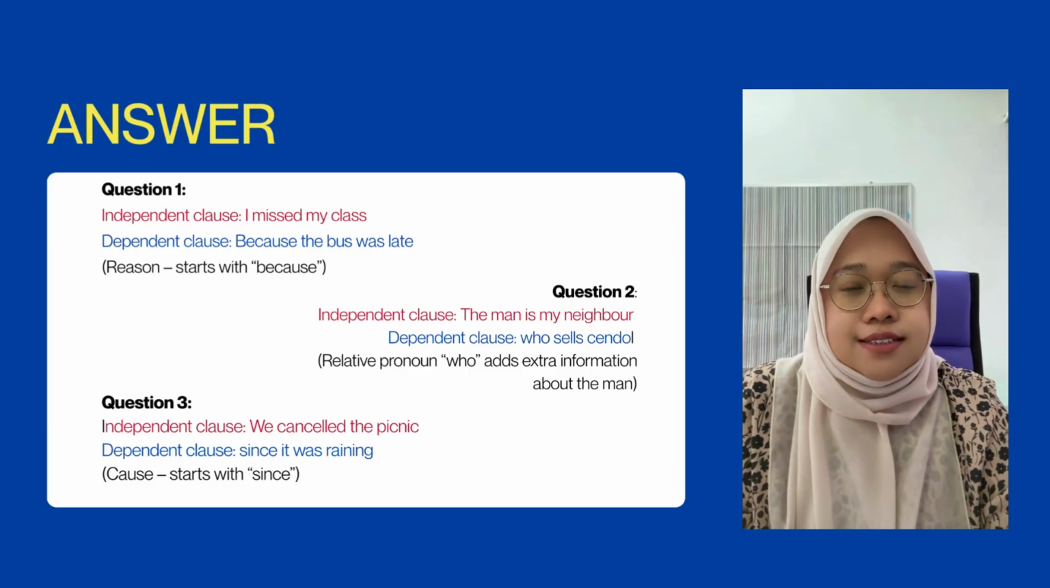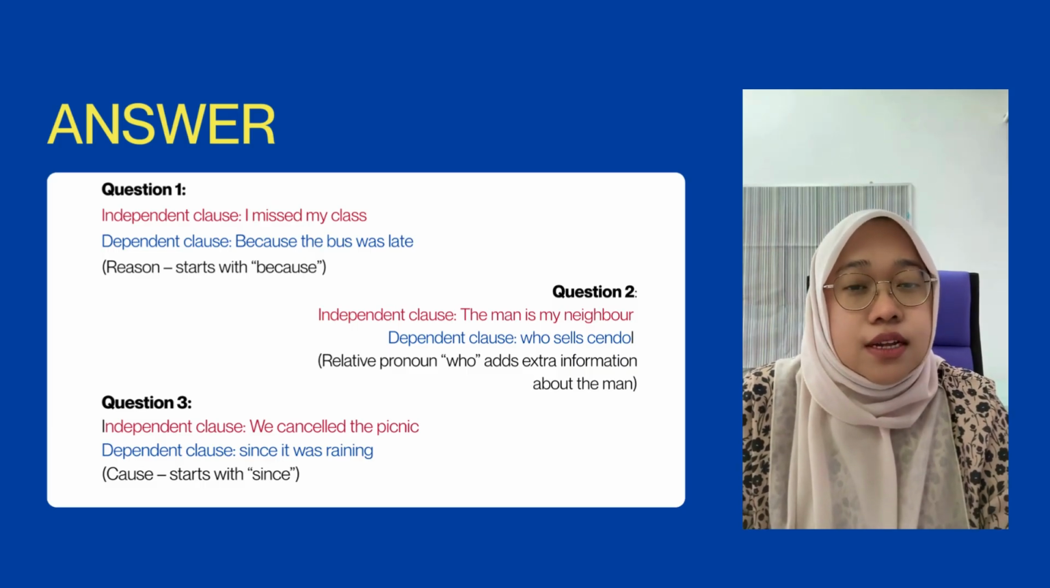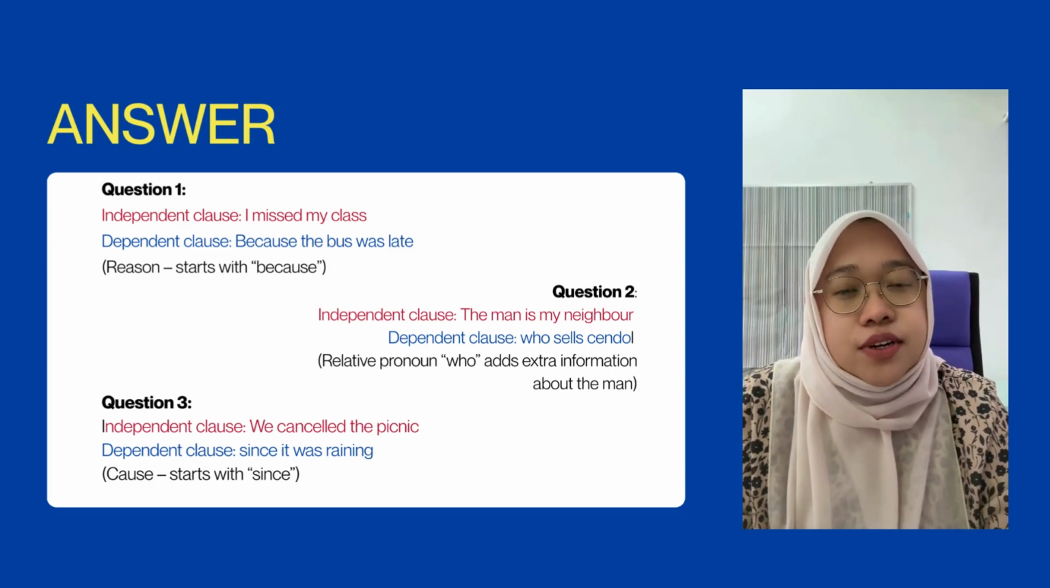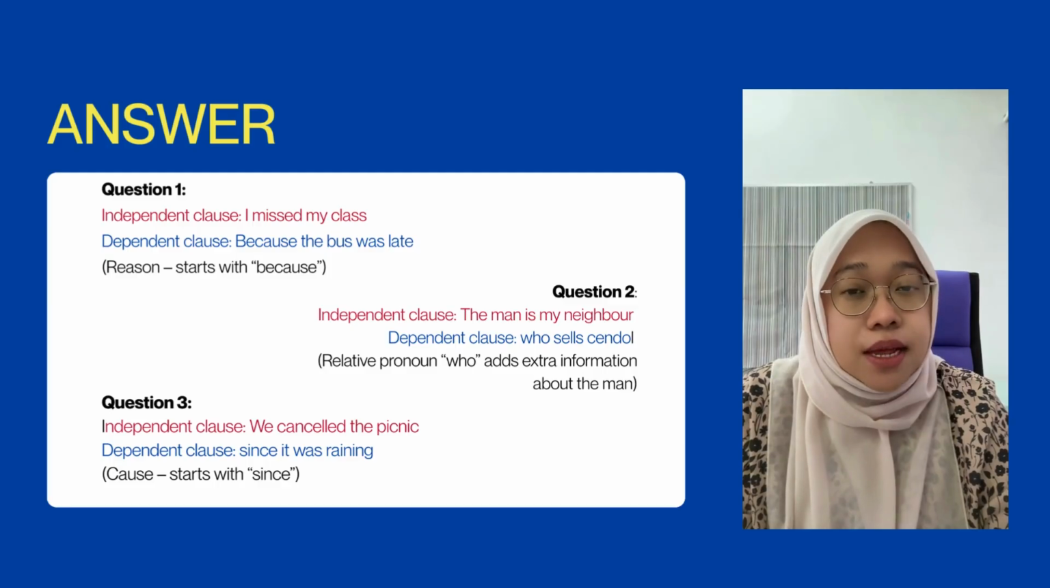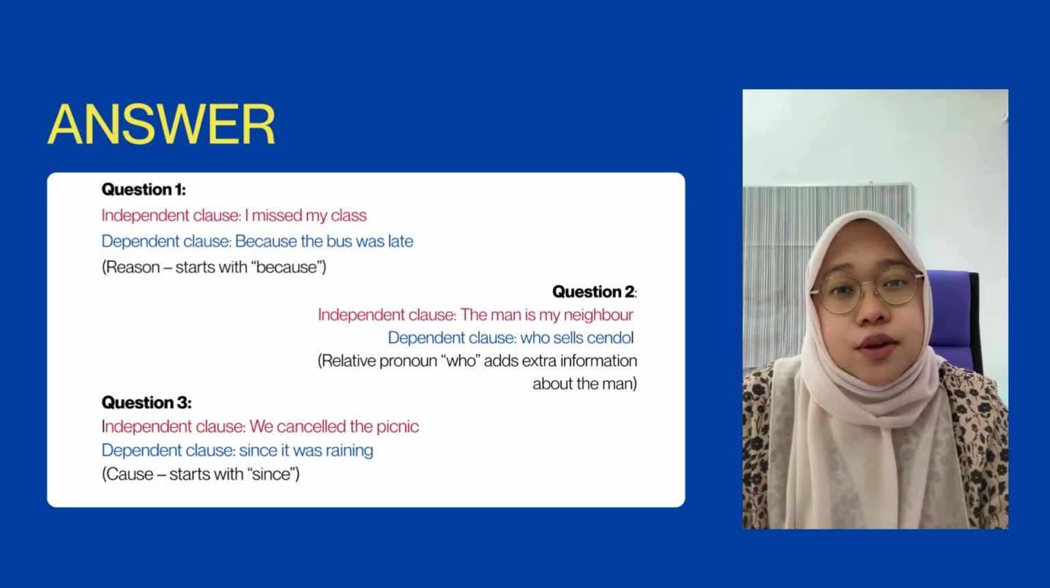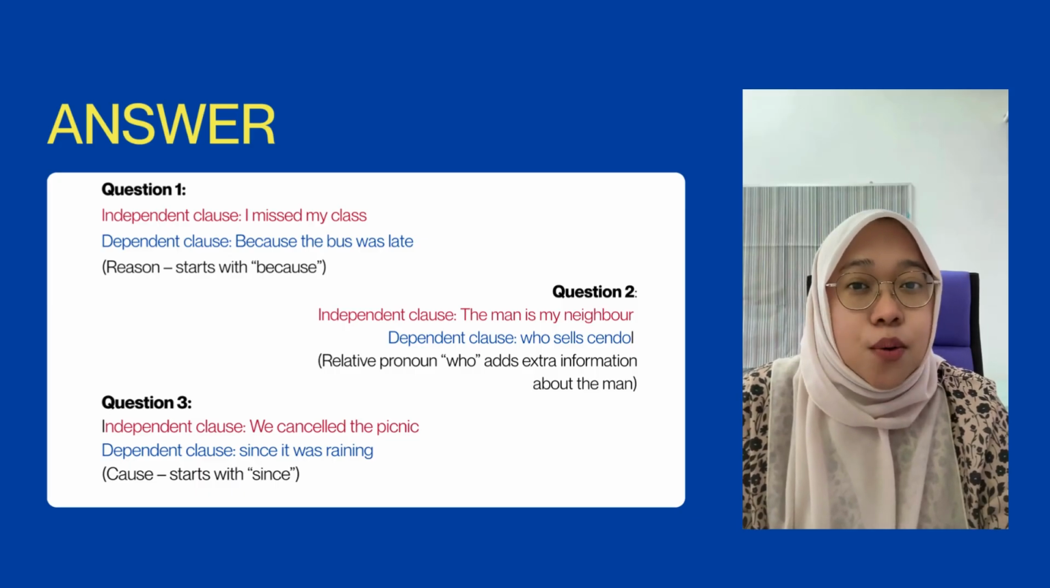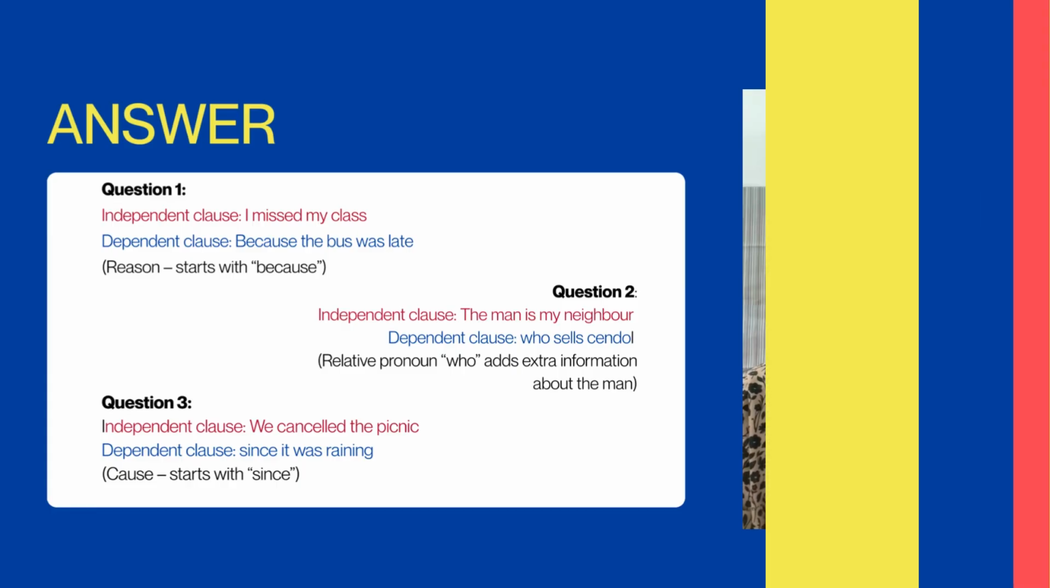Here are the answers. The independent clause for the first sentence is I missed my class, while the dependent clause would be because the bus was late. The independent clause for the second sentence is the man is my neighbor, while the dependent clause is who sells chendol. The independent clause for the third sentence is we cancelled the picnic, while the dependent one is since it was raining.